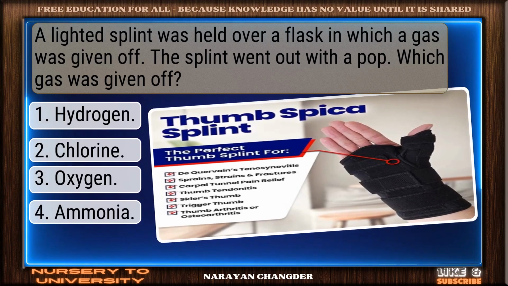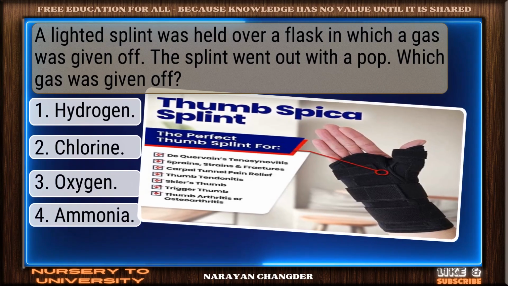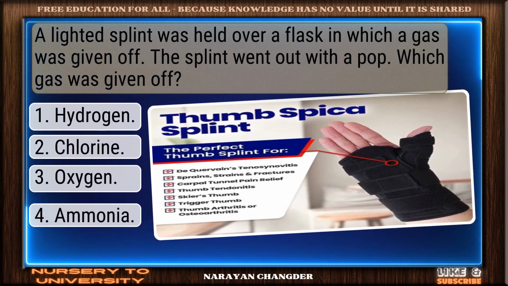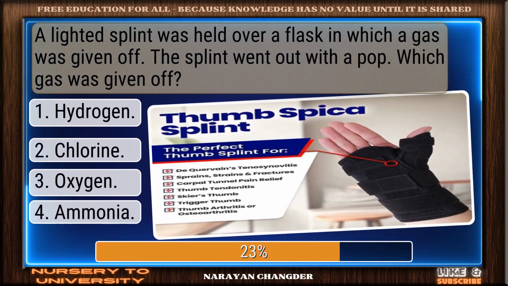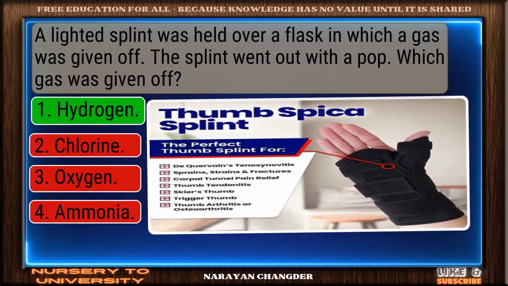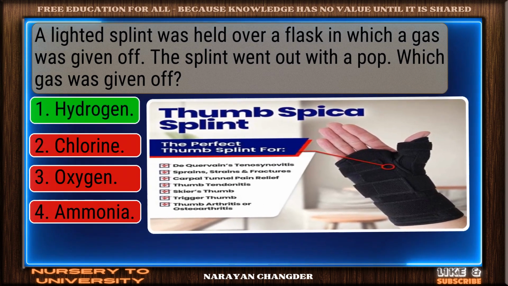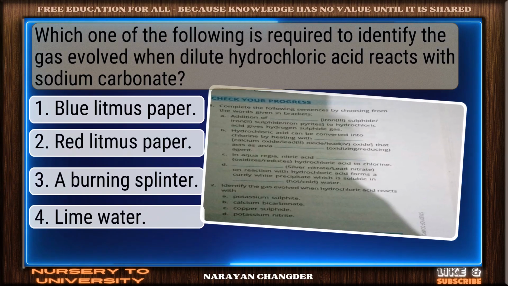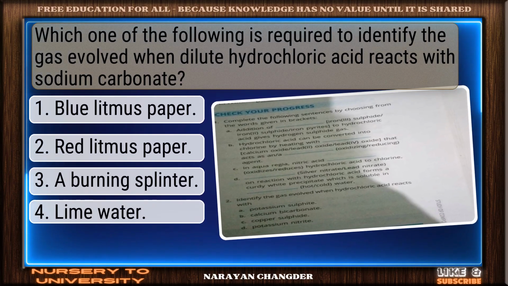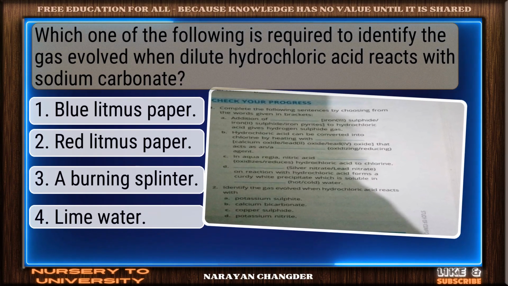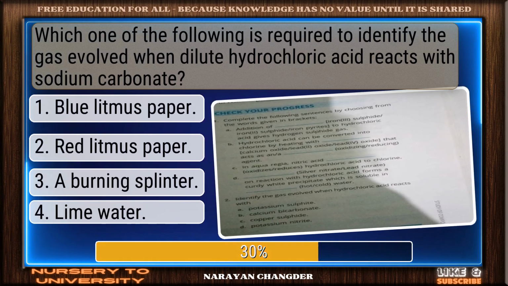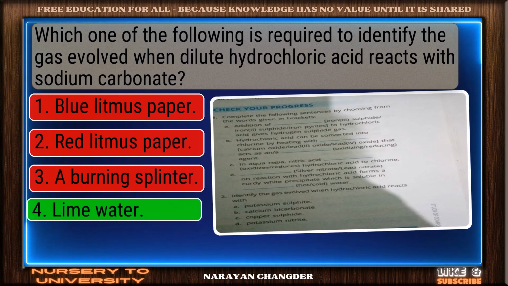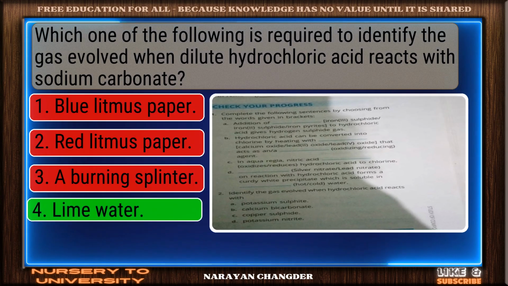A lighted splint was held over a flask in which a gas was given off. The splint went out with a pop. Which gas was given off? Exactly. Hydrogen makes sense. Which one of the following is required to identify the gas evolved when dilute hydrochloric acid reacts with sodium carbonate? You're right. Lime water is correct.